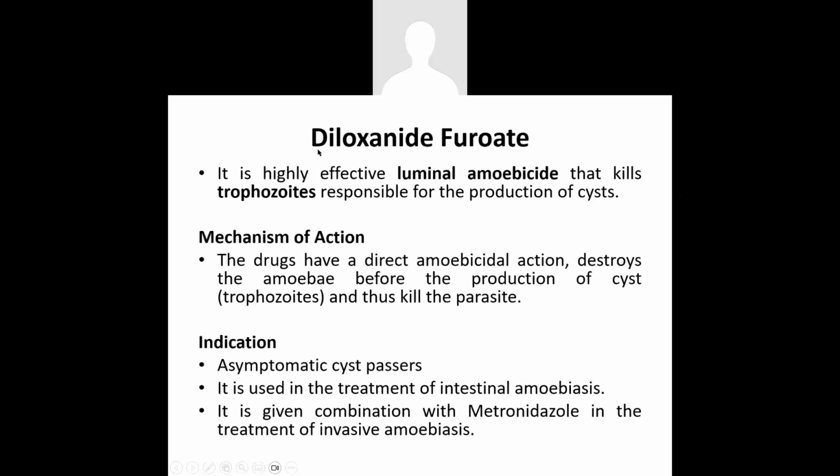Here we have another one which is called diloxanide furoate, which is effective in treatment of luminal amoebiasis, acting on the trophozoite responsible for the production of cysts. This drug has a direct amoebicidal action, destroying the amoeba, which is the trophozoite, before the production of cysts, and thus kills the parasite. It is indicated for treatment of asymptomatic cyst passers, and it is used for treatment of intestinal amoebiasis.